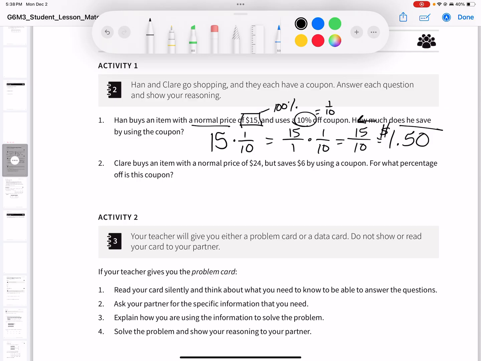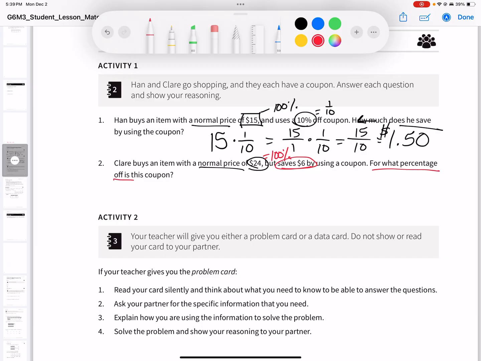So he saved $1.50. Claire buys an item with a normal price of $24. So that normal price means this is 100%, but saves $6 by using a coupon. So they gave us in the first one the percentage off, and we had to figure out what he saved. Here they give us what they saved, and then we have to say for what percentage off is this coupon.